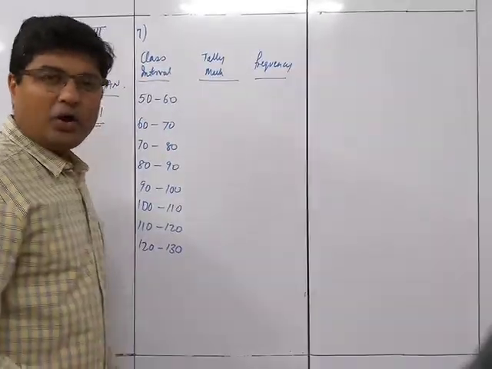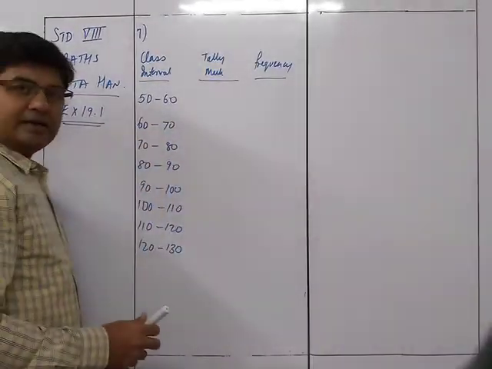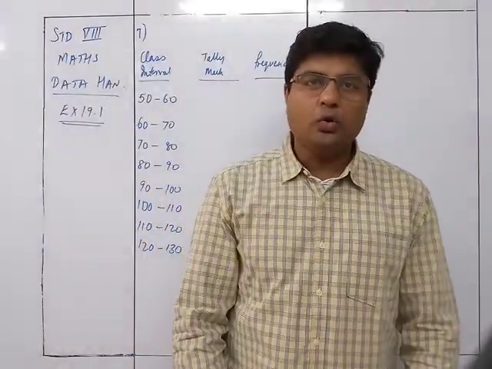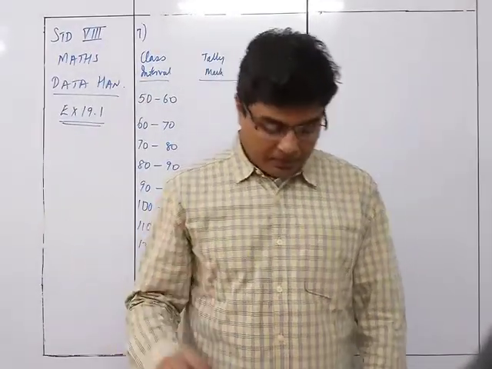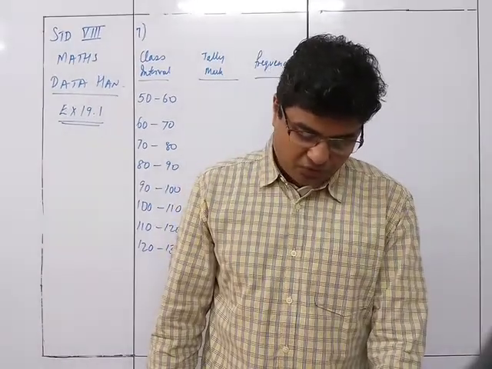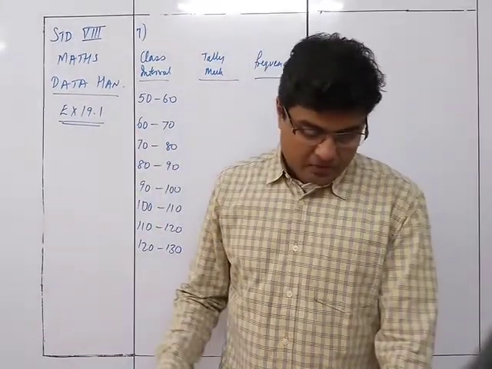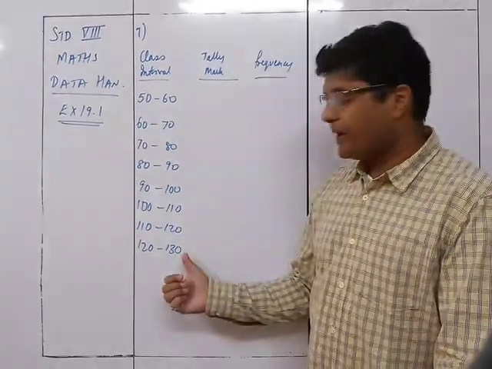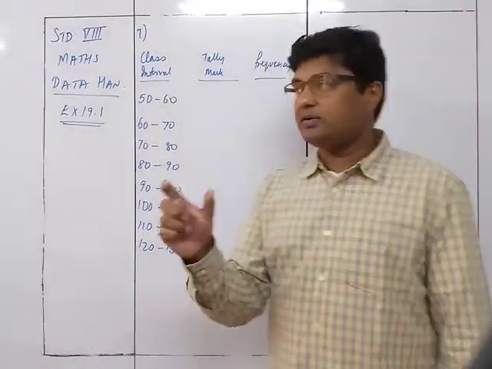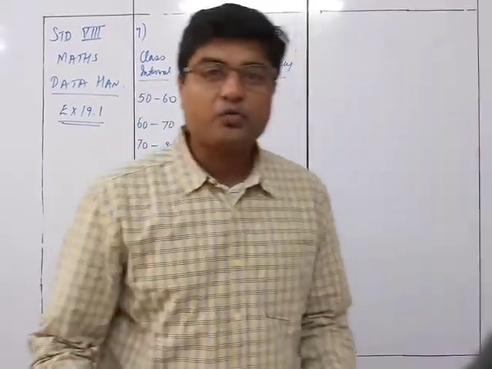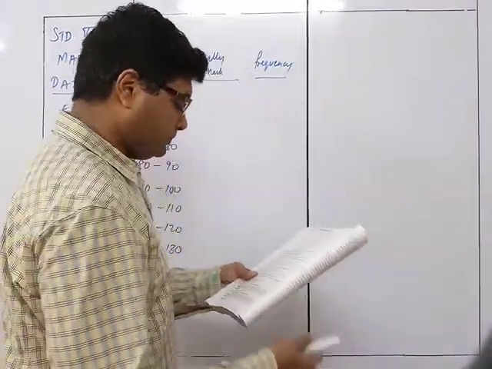So you can see how we took these particular class intervals. We first checked the minimum value in the data, which was 52, so we started with 50. The maximum value is 129, so we ended at 130. Accordingly, we can make the table in this fashion. There are 40 numbers, and we'll go one by one.